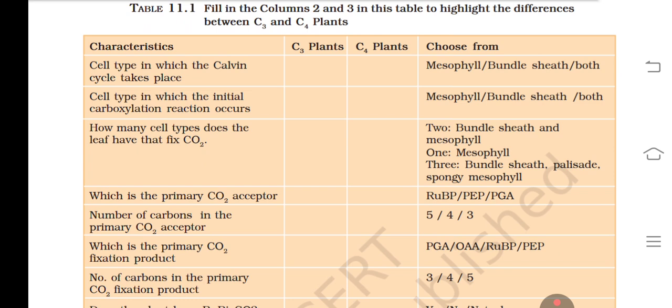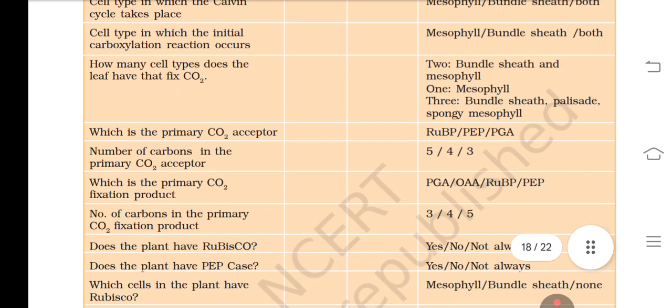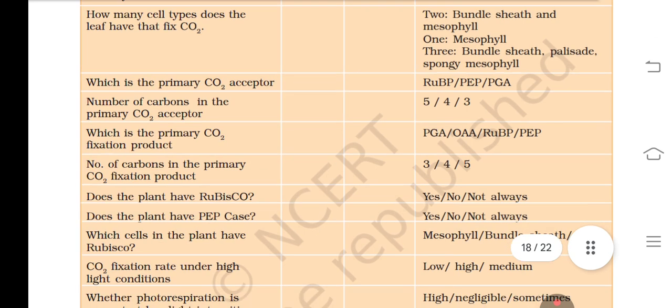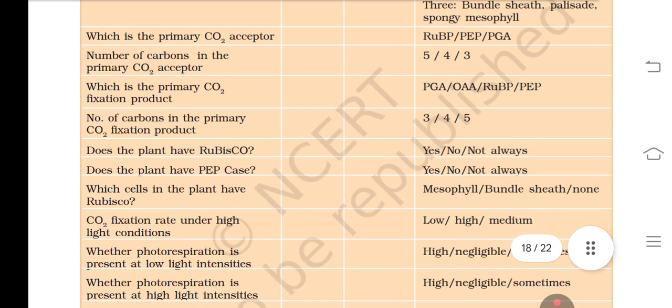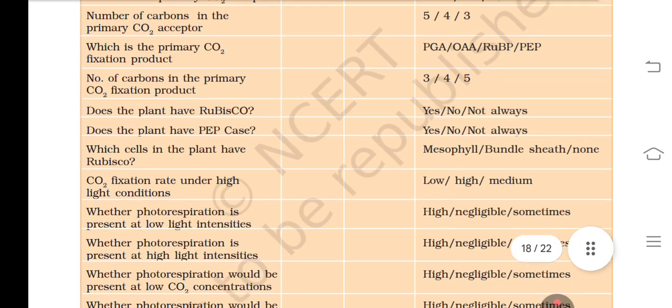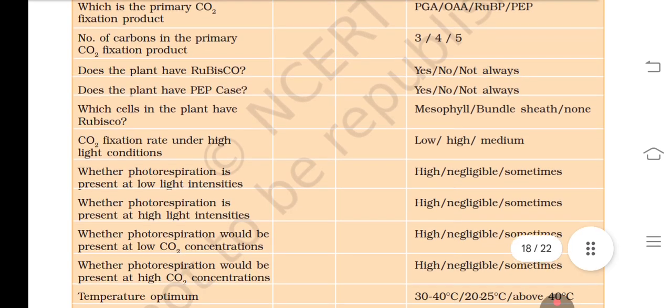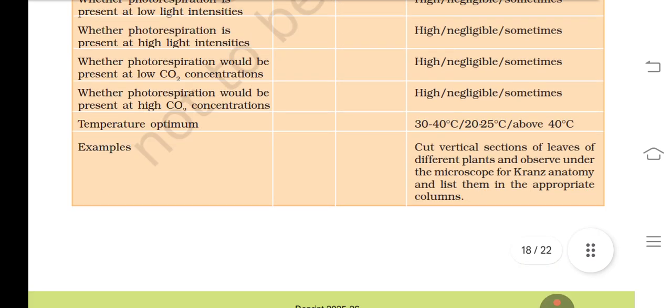How many cell types does the leaf have: two (bundle sheath and mesophyll) or one (mesophyll)? Which is the primary carbon dioxide acceptor? Number of carbons in the primary acceptor. Which is the primary carbon dioxide fixation product: PGA or OAA? Number of carbons in the primary product. Does the plant have Kranz anatomy: yes or no?